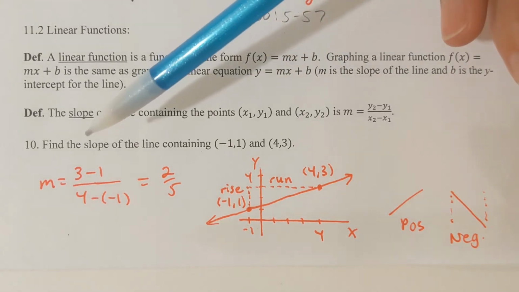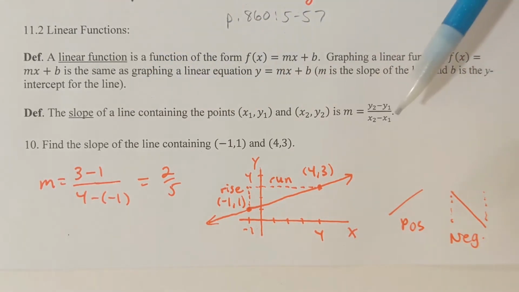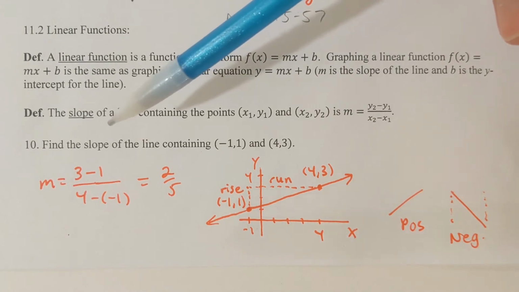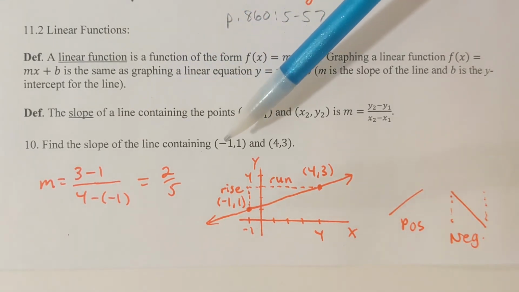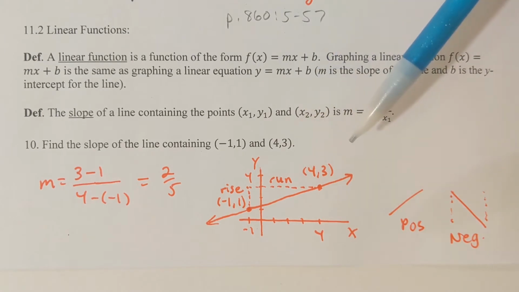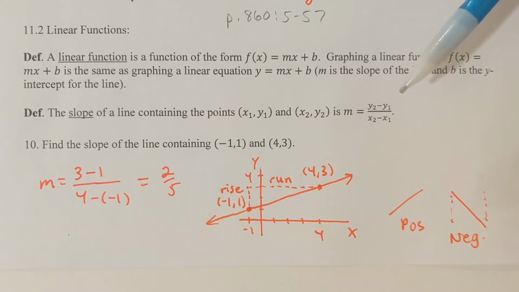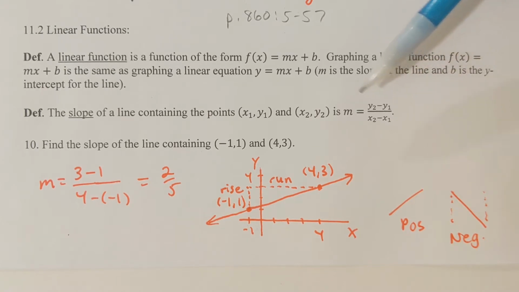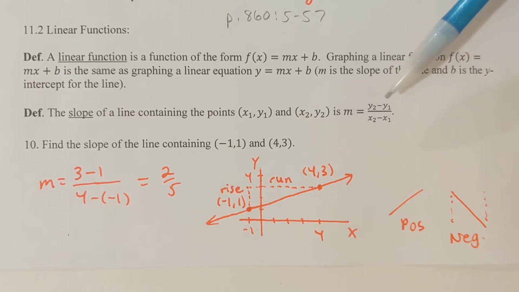Let's take a look at an example here. So in problem 10, we want to find the slope of the line containing negative 1, 1 and 4, 3. All right, so here's my formula. By the way, we sometimes say change in y over change in x. If you've heard that before, that's terminology that somebody would use to describe this formula, because that's how we compute m. We want to look at the change in the y values by calculating the difference, and divide that by the change in the x values by computing their difference.